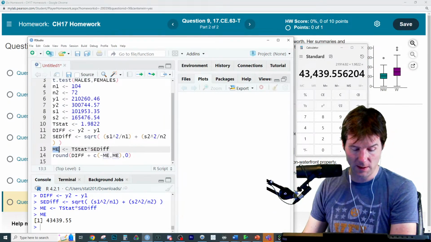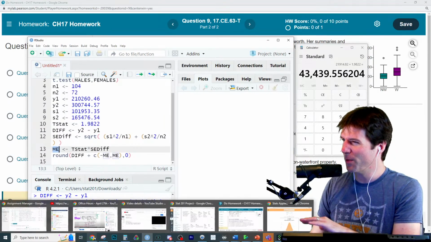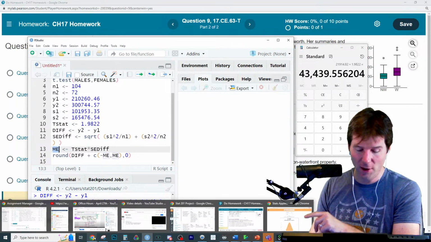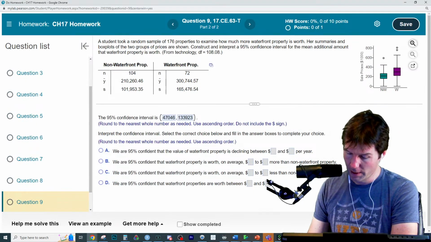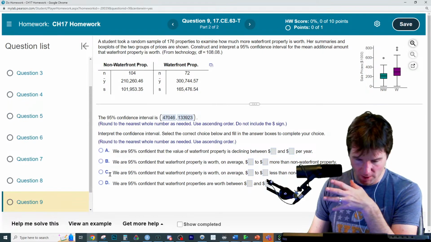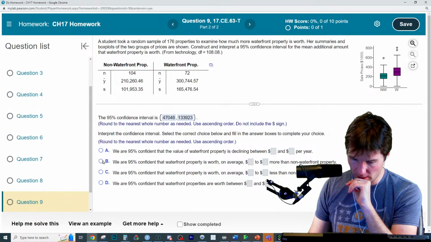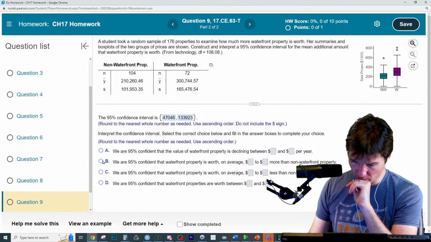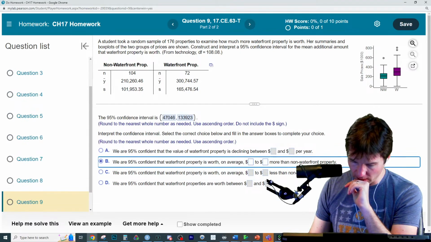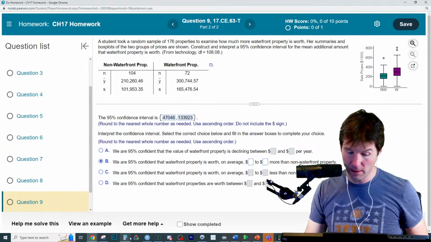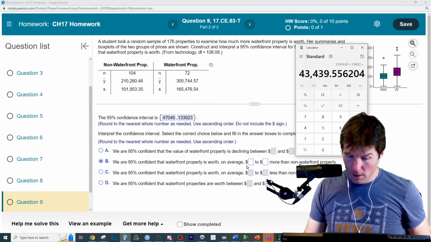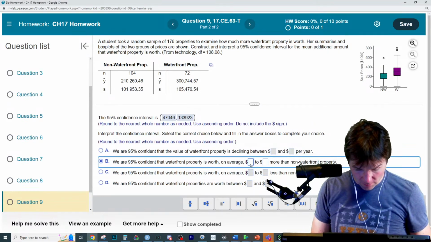What is its plus or minus on it? Let me look at the plus. If it has at least a plus or minus of like 5, I hope it has 5. Let me look at the question. We are 95% confident that the value is contained within the interval blank to blank. The waterfront is worth more than the non-waterfront. Okay, so it'd be this one. You input your values. Can't copy paste them. I've got to write in the values again.